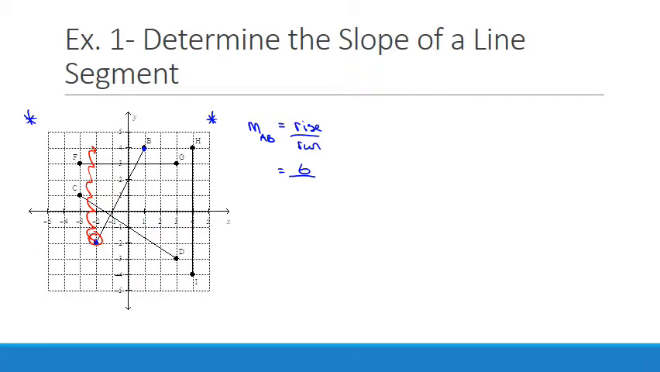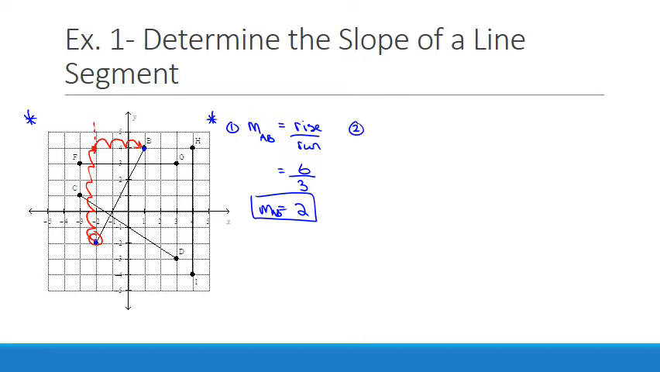The run is the change in the horizontal distance from A to B. So I want to start right here again. This is my A, and I go over 1, 2, 3. So it's a movement of positive 3. Once I have those values, 6 divided by 3 is 2. So my slope for this line segment AB is 2. I can put AB down there. All right, that's our first one.